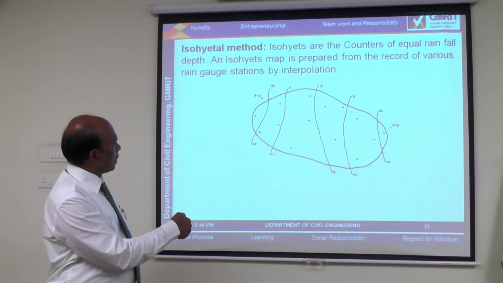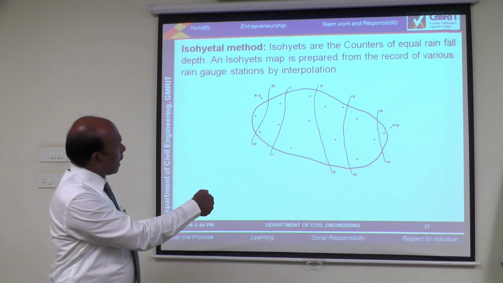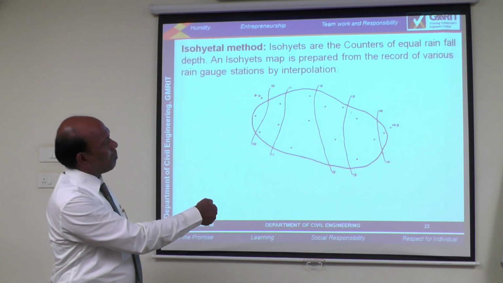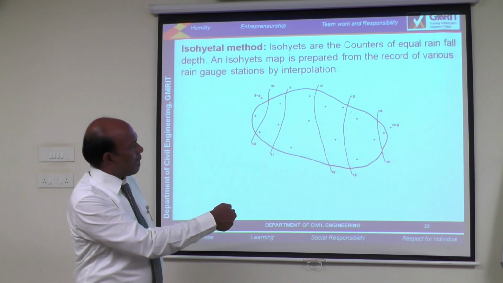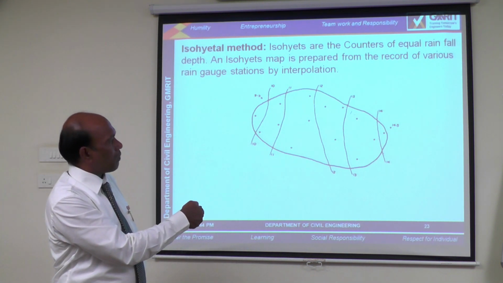For example, this 10 represents a rainfall depth of 10 centimeters, and the next one 11 centimeters depth, 12 centimeters depth, and 13 centimeters depth, 14 centimeters depth. So these are the contours of equal rainfall depths.